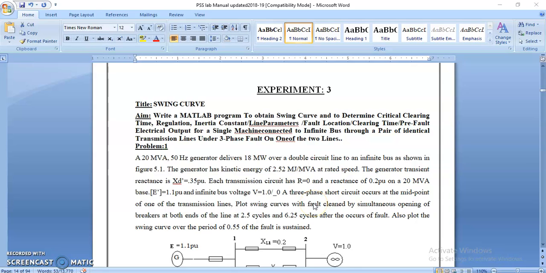Okay, dear students, today's lab experiment will be on experiment 3, swing curve. In previous videos I discussed experiment 1, ABCD parameters, experiment 2, power angle diagram, and experiment 4, as well as inspection. Now I am going for experiment 3, that is swing curve as well as equal area criterion. This one comes under PSA 1. It will be in the last module, where we are analyzing stability analysis.